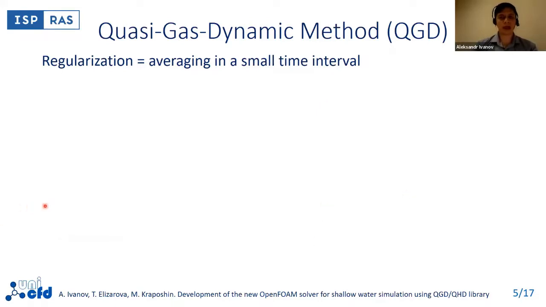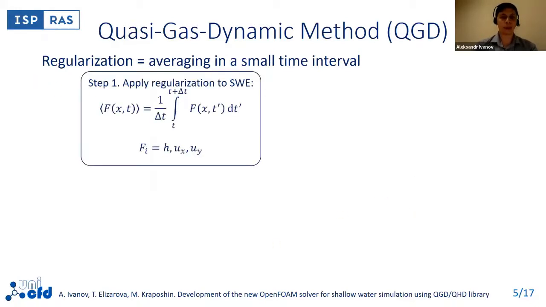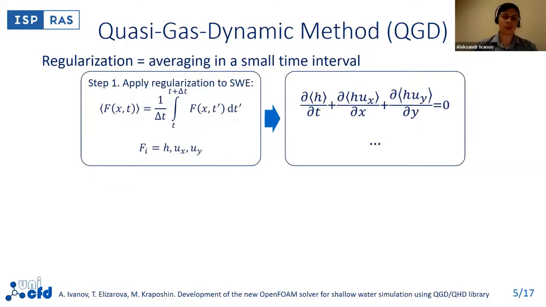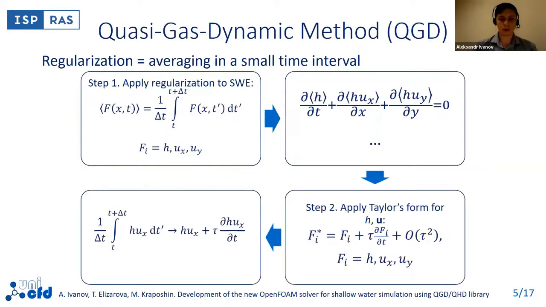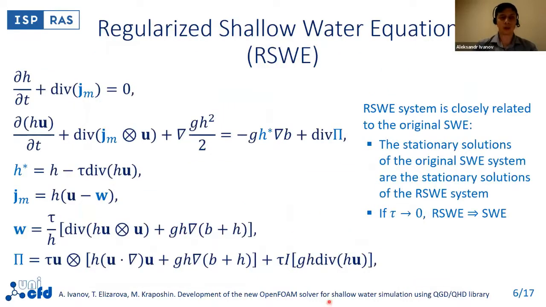So the method's main idea, the main steps of the regularization, are the following. Firstly, we apply regularization or averaging to the main variables, the height and velocity components. Then we substitute them into the equations. Then we apply the Taylor series form for these averaged variables, and here time derivatives appear, which we can again obtain from the original system, and again substitute these expressions into the equations. By this means we can obtain the regularized shallow water equation system, RSWE. And you can see this on the slide.